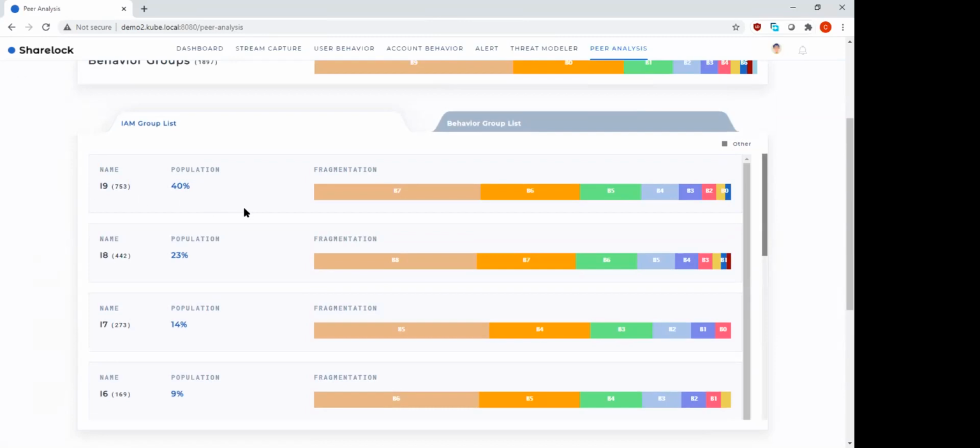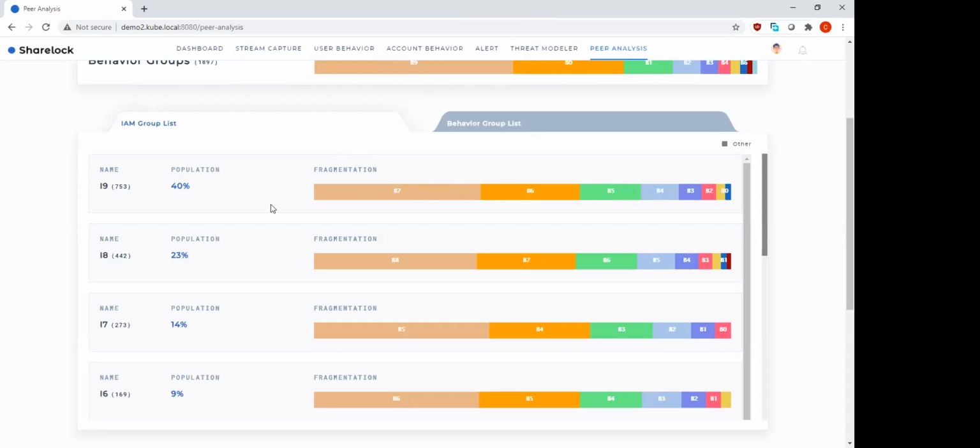We can see here how many behavioral groups an identity governance group is composed of. In a perfect world, a group of users provisioned in the same way will behave in the same way, and so the correspondence between identity group and behavioral group will be 1-to-1. Vice versa, if there is a large fragmentation, it means that something is wrong. Users are provisioned in the same way, but their behavior is split into many different groups, and the reason must be investigated. The same thing in the other tab, but with the inverted parts.